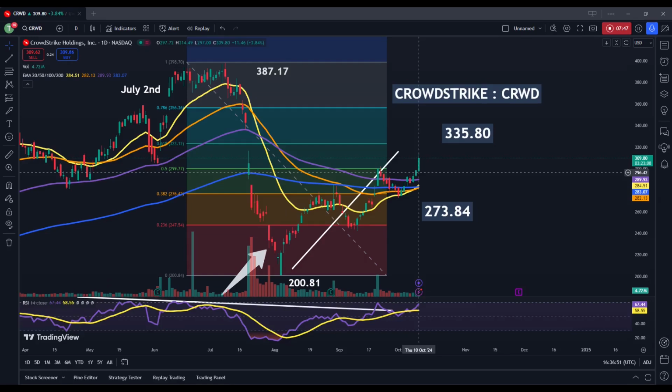So here's the current stock market update for CrowdStrike Holdings Incorporated, stock ticker CRWD.